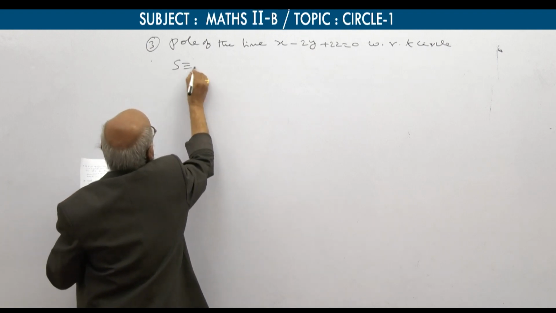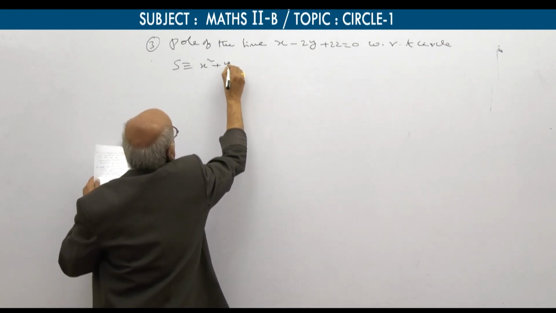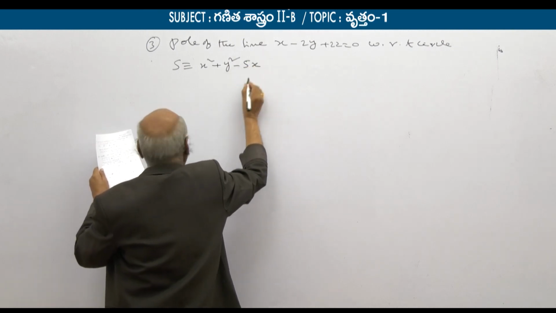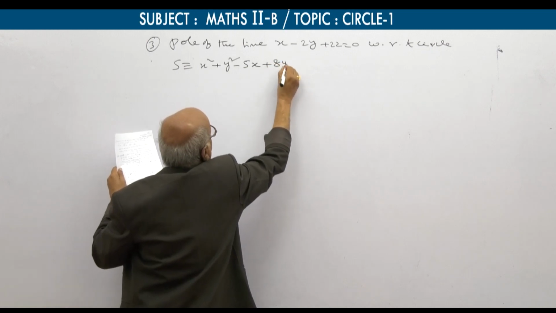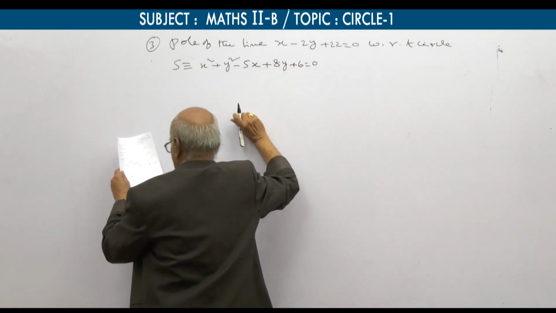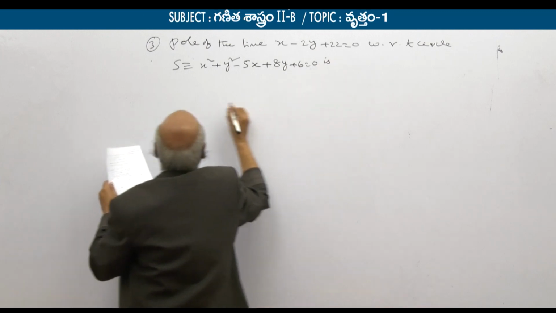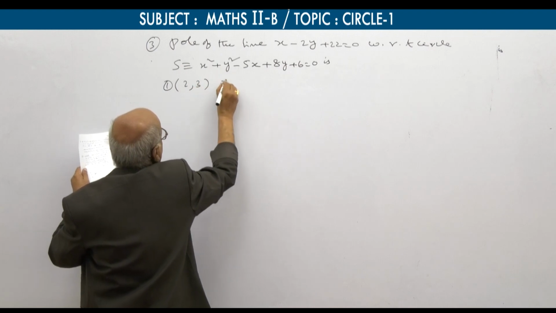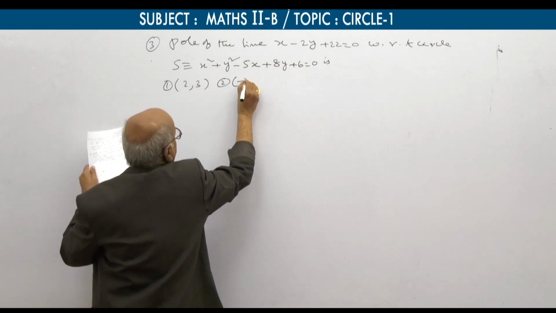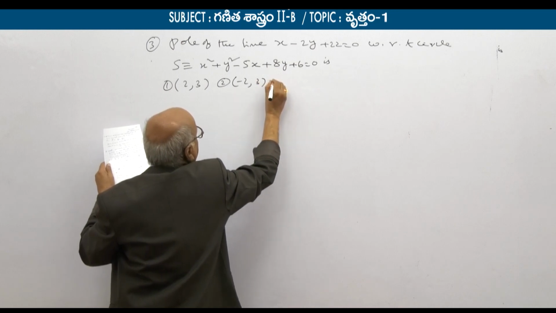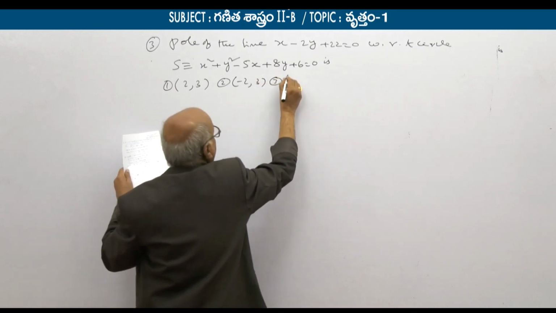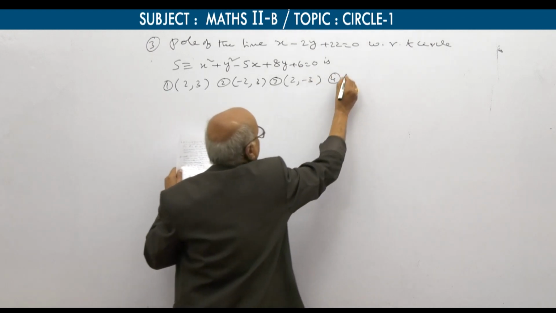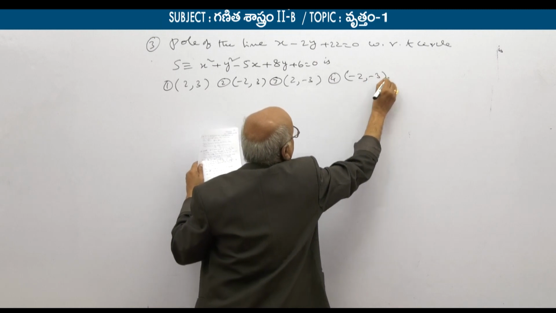S is equal to x square plus y square minus 5x plus 8y plus 6 equal to 0 is (1, 2 comma 3), (2 minus 2 comma 3), (3, 2 comma minus 3), and (4 minus 2 comma minus 3).